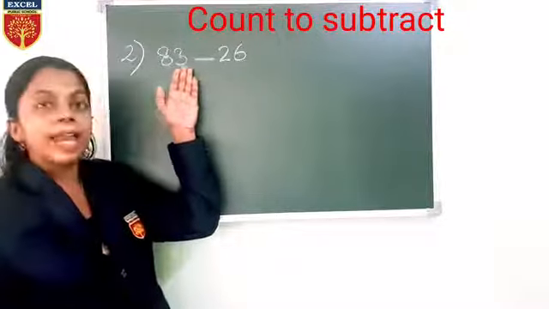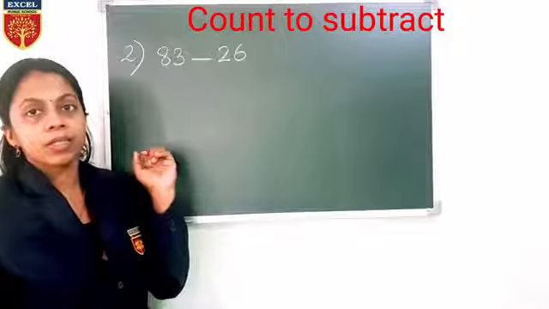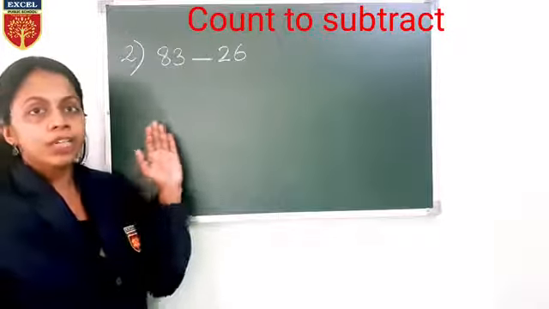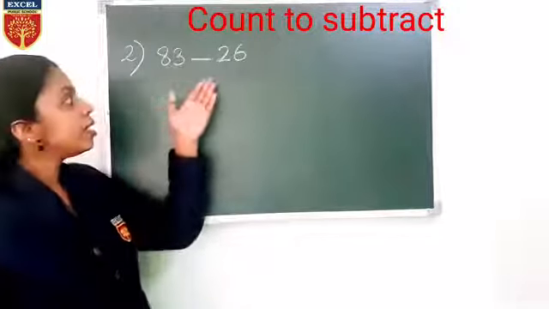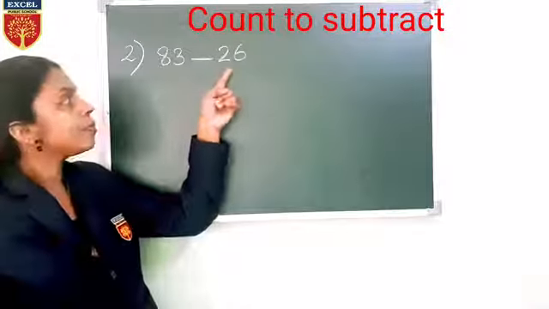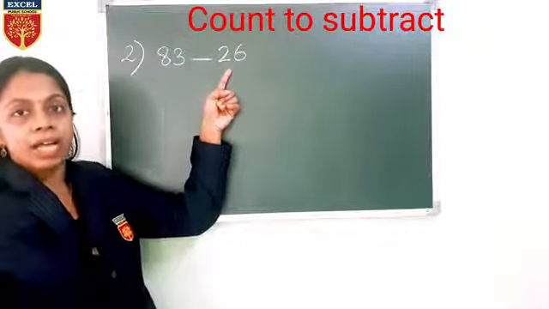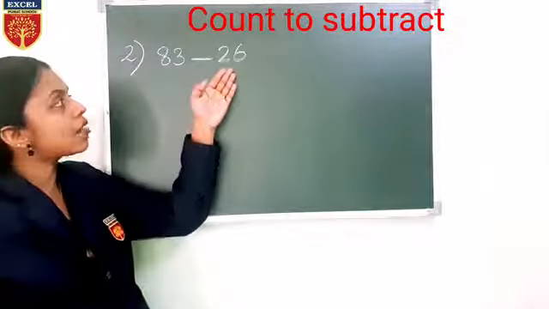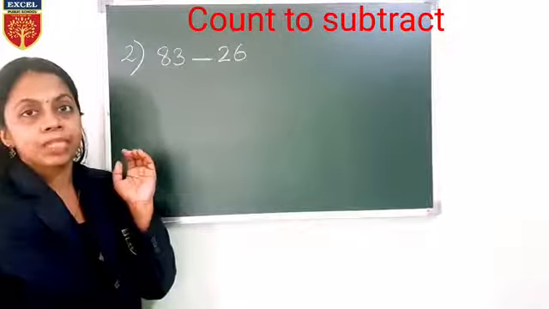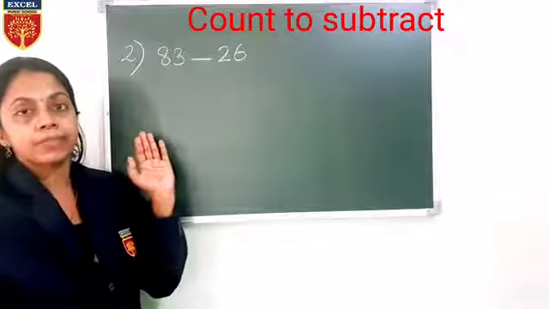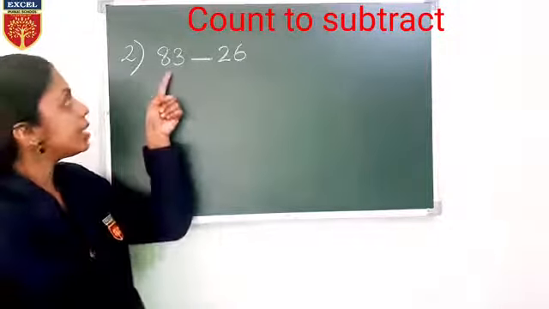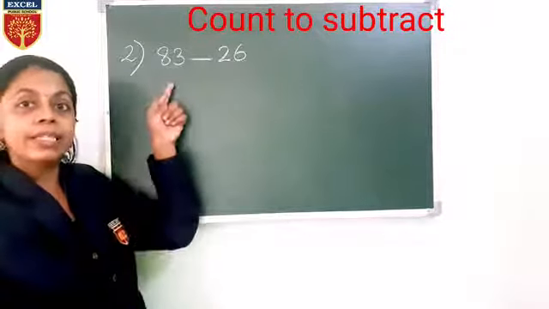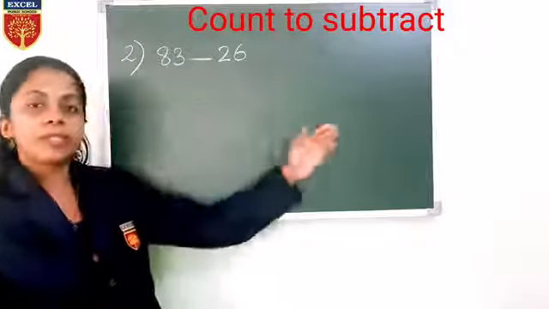Let's see one more example. This is the question. 83 minus 26. How to subtract this number by counting? First, we need to draw a straight line. Then, we need to start counting from this subtrahend. Here, 26 is the subtrahend. So, we need to start from 26. Start counting from 26, till we reach 83. This is the minuend. Here 83 is minuend. Let's draw a straight line.